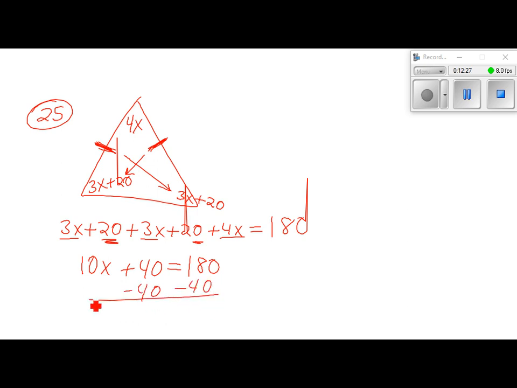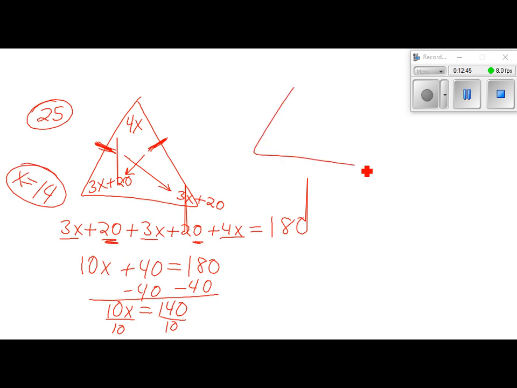What they ask us to find is, I'm doing this real quick. Did they just ask us to find x? Now what? Divide. What's x equal? 14. So they didn't ask us to find the angles.